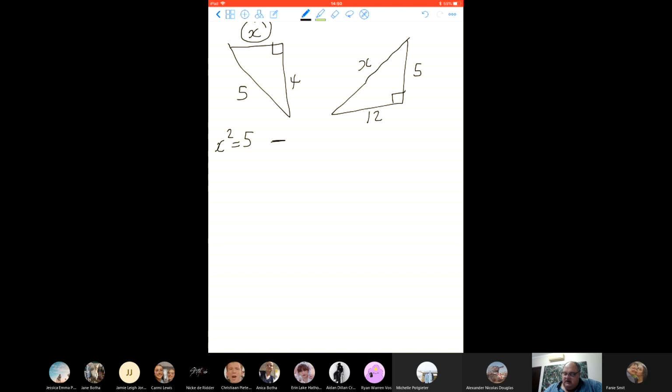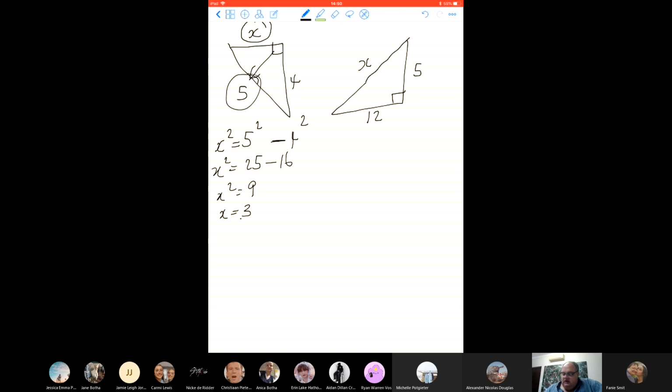So I want to find a short side. So it's the longest side, which is 5 squared. How do I know it's the longest side? Because it's opposite the 90-degree angle. So that's my longest side. So it's going to be that minus 4 squared, the other short side squared. And then I'm just going to work it out quickly here. It's 25 minus 16. So you get x squared is equal to 9, which means that x is equal to the square root of 9, which is going to be 3.